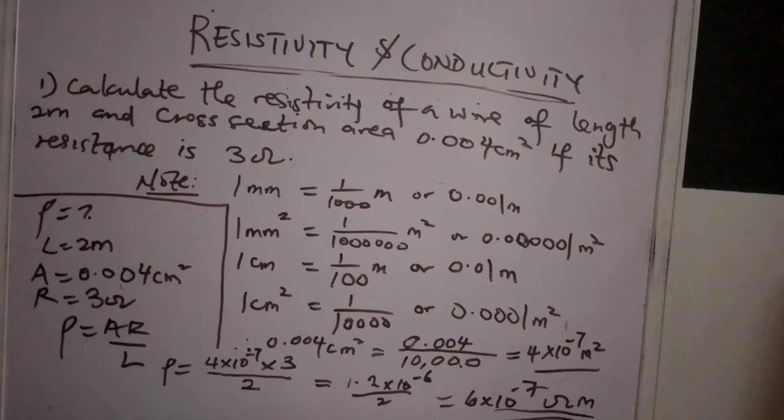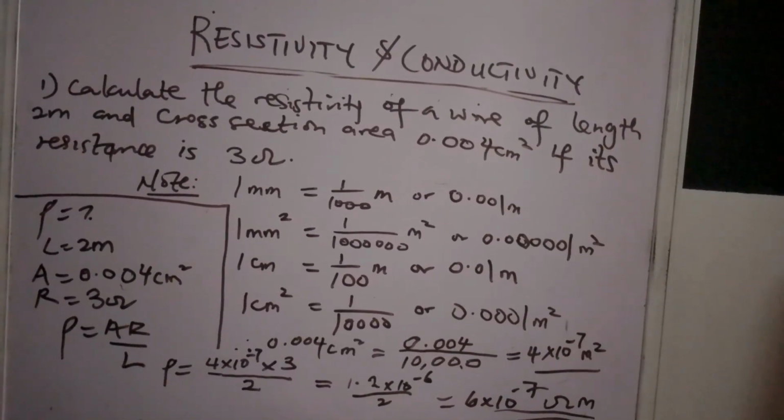So this is how we solve resistivity of a wire. So if I say find conductivity in this case, after we have gotten the result for resistivity, you just invert it. Just say 1 divided by this rho value will give us our conductivity.